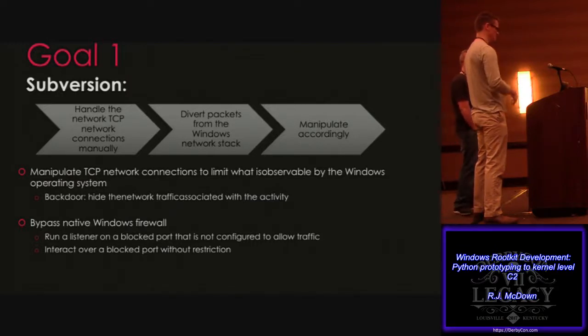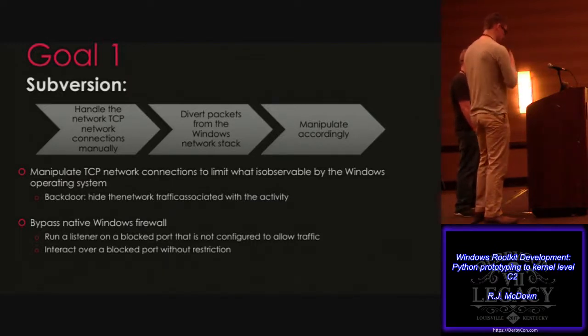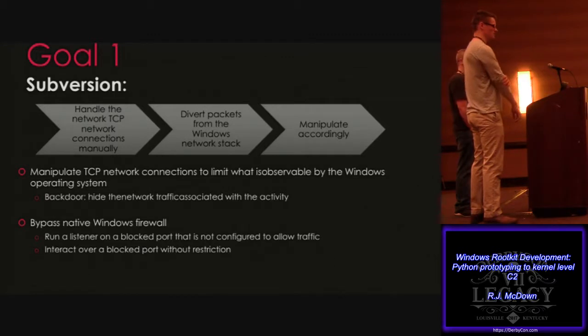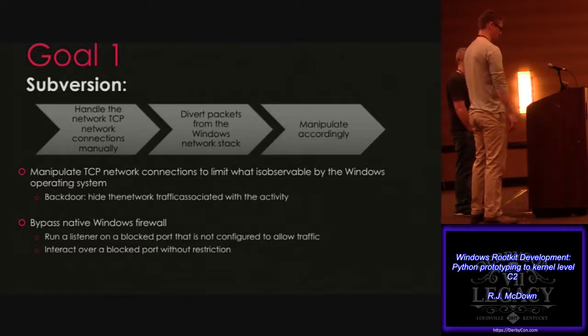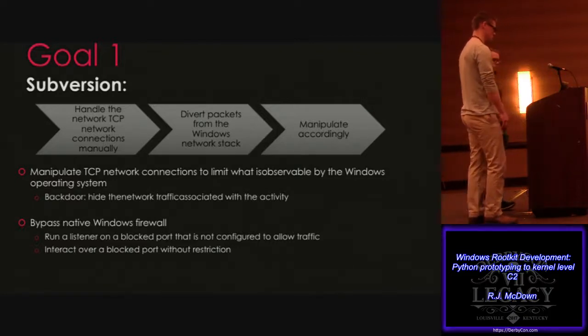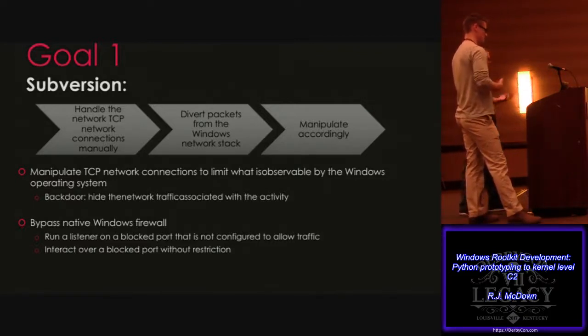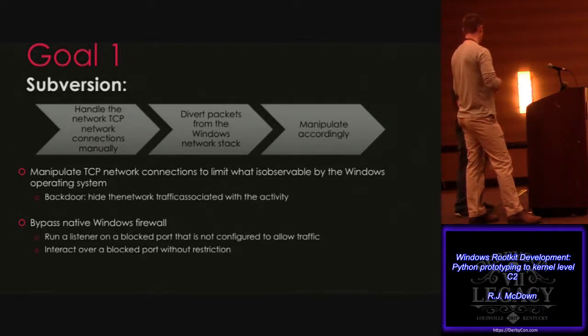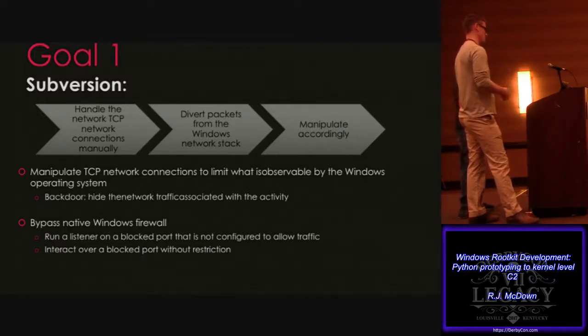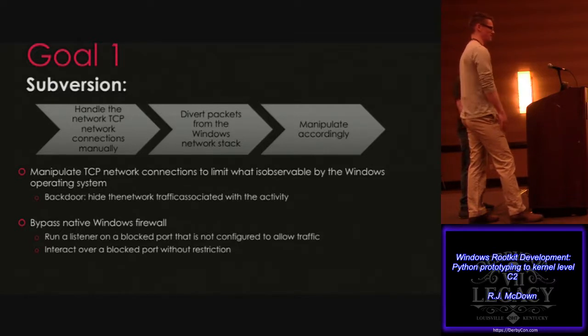It allows you to bypass firewalls and interact over a blocked port really without the restriction, if you're using the Windows Advanced Firewall, so the native Windows firewall on a host. So a lot of that network traffic really would have to be detected from a network appliance. It wouldn't necessarily be something that could be reported from the host.